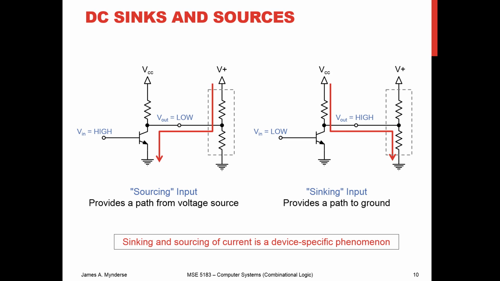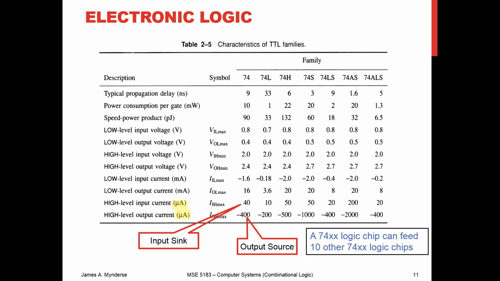Now, sinking and sourcing, it's device specific. It's going to depend on what you're using, but you can see it in your spec sheet, and this is the same sort of spec sheet I showed you before. That's a variety of 7400 series devices, and what I want you to see here is that I've got this high level input current and high level output current. So high level when things are going on, and on the input current, that's the input sink, and on the output current, that's the output source. And you can see that these are related by a factor of about 10.